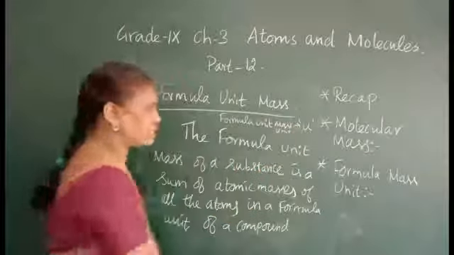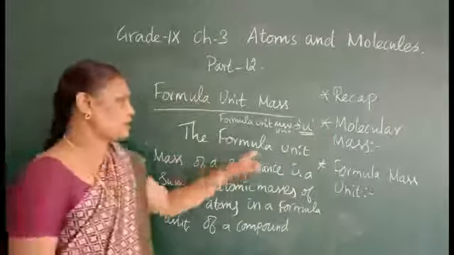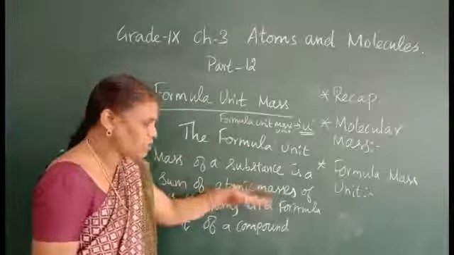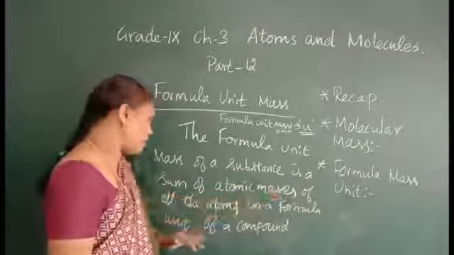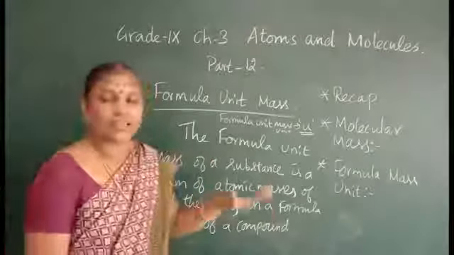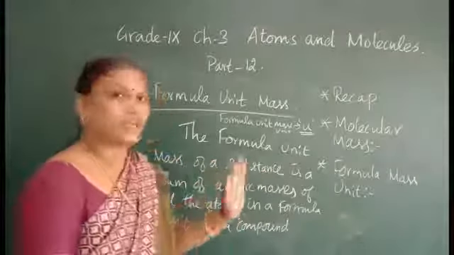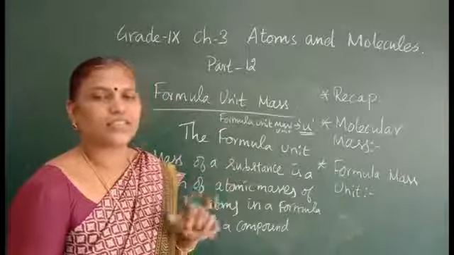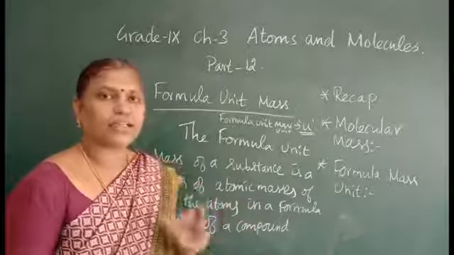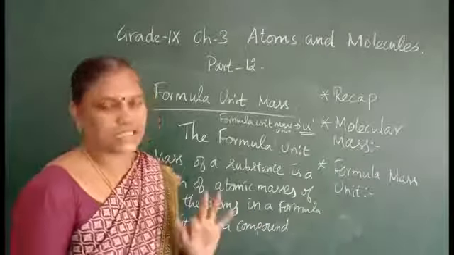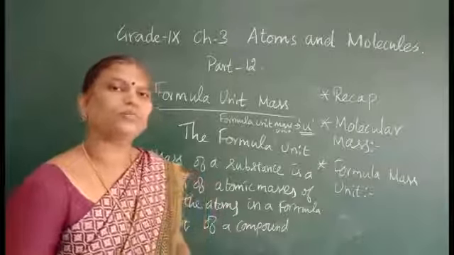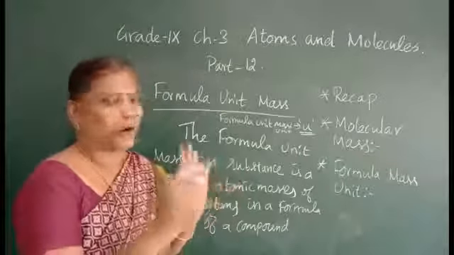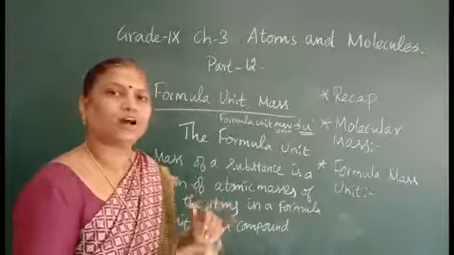The formula unit mass of a substance is the sum of atomic masses of all the atoms in a formula unit of a compound. So here it is also like molecular mass. But what is the only difference? In molecular mass there are no charged species, here it has charged species. We will see the example, and you can understand. It is similar to molecular mass. How we found molecular mass for the compounds, that is molecules without charge, the same applies for formula unit mass. Let us see that.